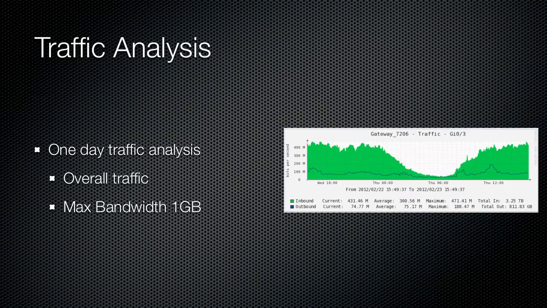Traffic analysis. The graph that is shown here is a one-day traffic analysis. It shows the overall traffic for the university from all sources. This is all the traffic that is going out the perimeter firewall, and we see both inbound and outbound traffic. The green represents inbound traffic, and the blue line represents the outbound traffic.